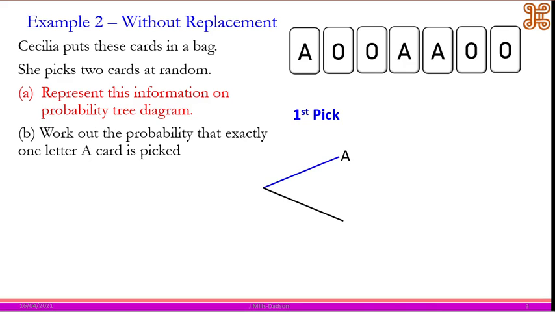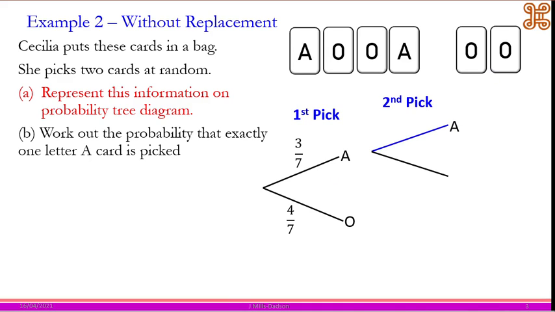So to get a letter A, that's 3 out of 7. Letter O, 4 out of 7. We are on the first branch. That means we picked A, therefore one of the A's should be taken away. So there will be only 2 A's left. So 2 over 6. And we still have O, 4 over 6. We'll revert to the original position.